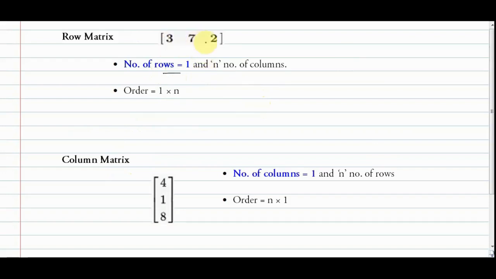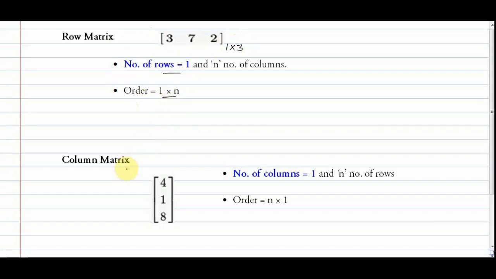So here we have an example. In this matrix we are having only one row and we are having 3 columns. So it's a 1 by 3 matrix. A matrix with single row, so it's a row matrix. And in general, order of row matrix will be 1 by n.